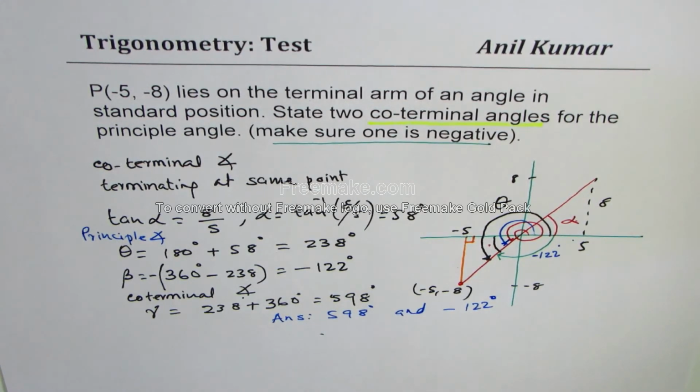So you have to look at the terminal arm and the angles which terminate on that arm. Maybe after one full circle, two full circles, in either direction, they will all be coterminal angles.